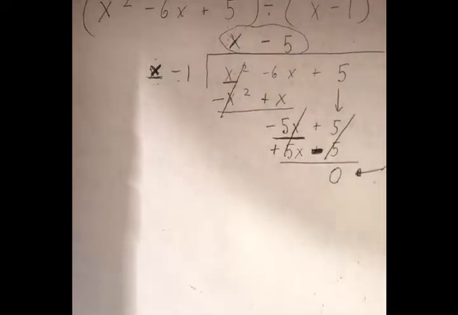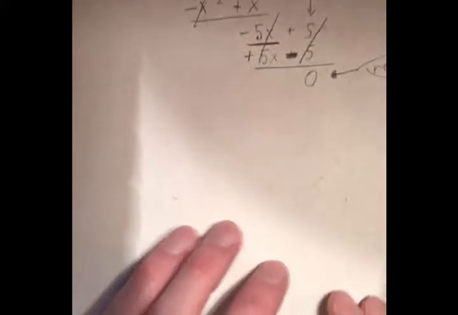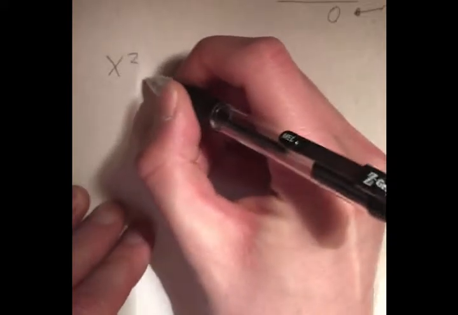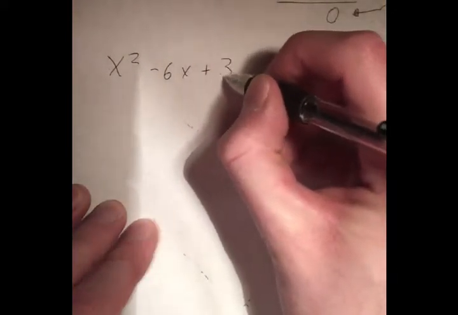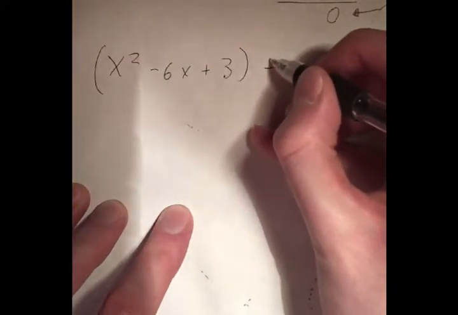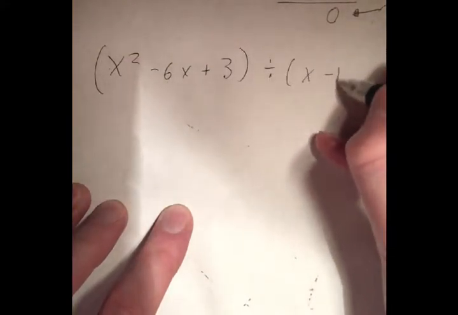I'm going to do a fresh sheet right here, below here. I'm going to do something a bit different. Let's say x squared minus 6x plus 3. Let's do 3. Now this one we're going to get a remainder of something. I'll show you how to write that.